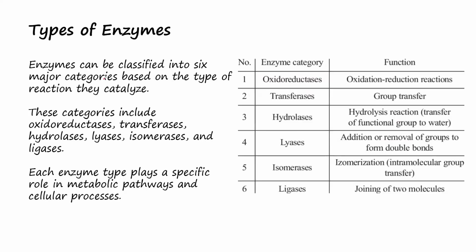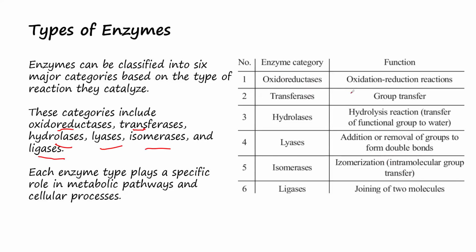So what are the types of enzymes, or the classification of enzymes? Enzymes can be classified into six major categories, and we have them here. We started with oxidoreductase, transferase, hydrolases, lyases, isomerase, and ligases. So these are the six classes of enzymes, and each of these enzymes has its specific type of reaction that they catalyze.